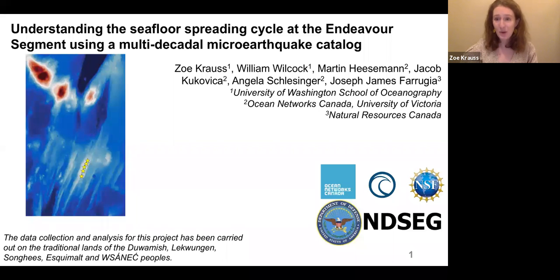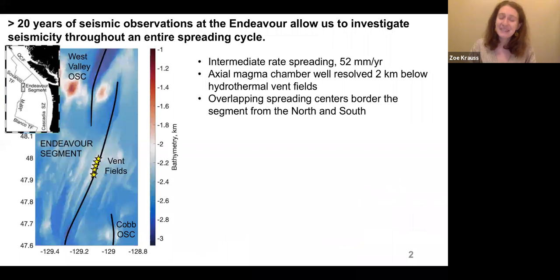All right, so where are we in the world? The Endeavour segment is a segment of a spreading ridge, the larger Juan de Fuca spreading ridge, off the coast of the Pacific Northwest of North America. And I'm showing here bathymetry overlain by the main tectonic boundaries at the ridge in black lines.